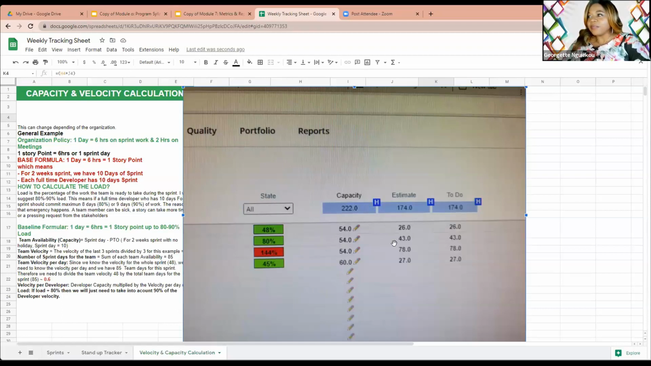So whenever they add the story or add the task under themselves, it gives you the percentage of the load. This is the load. So this guy has like 40% load. That means he has a lot of room. He might take more, up to let's say 48 hours, because we want to keep 10%. This guy has 80% load, which is okay.